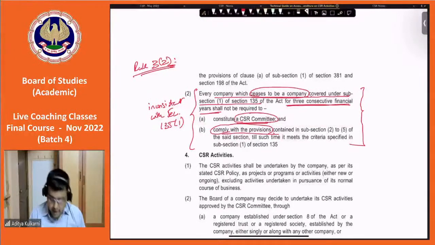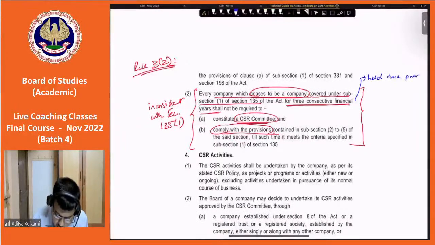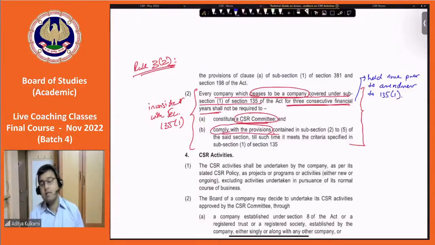This held true prior to the amendment to 135.1. Earlier you had to look at the preceding 3 years turnover, preceding 3 years net worth, preceding 3 years net profits. However, now we are looking at the immediately preceding year, and therefore in applicability also you will have to refer to the preceding year only. You cannot refer to the 3 consecutive financial years, and therefore the rule is inconsistent with the section.